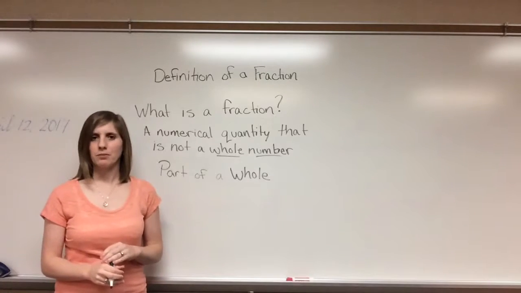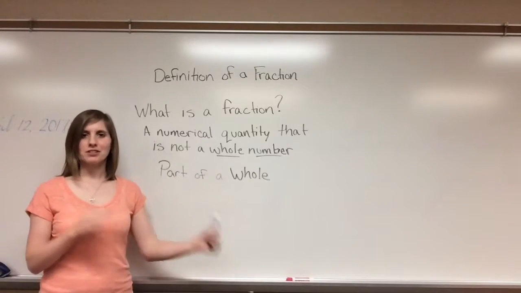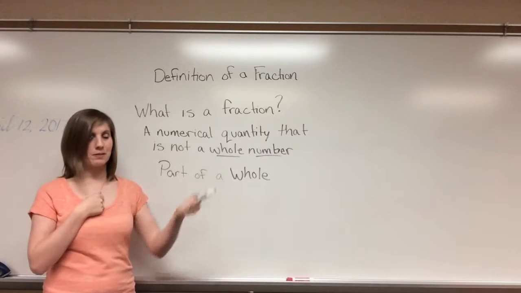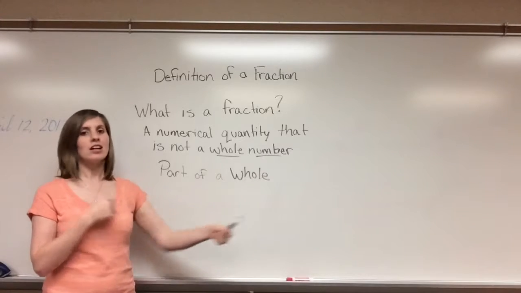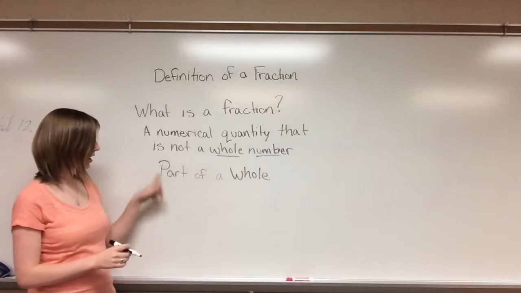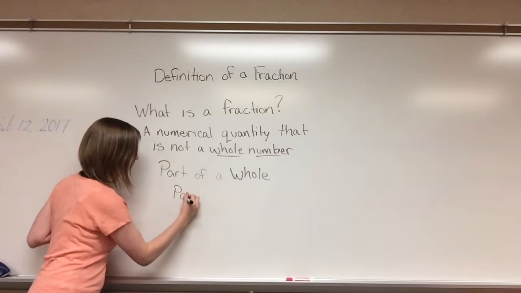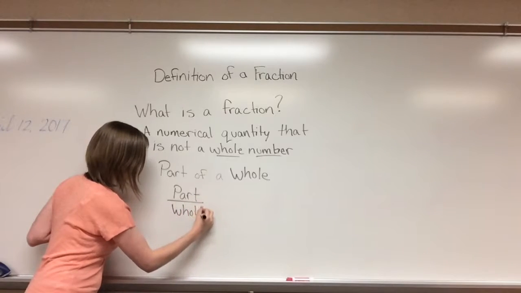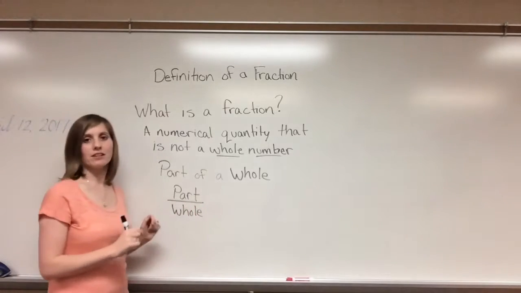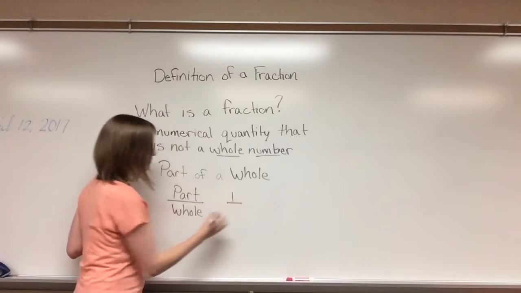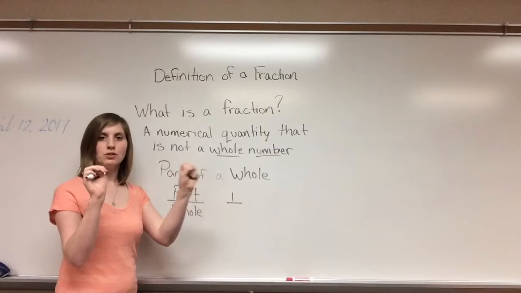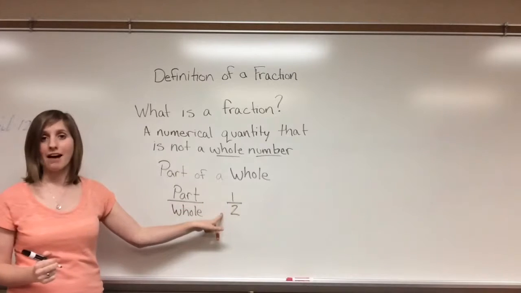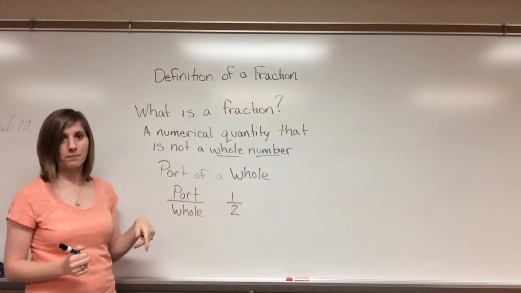I think of it as sharing with someone. So if I have a candy bar and I'm sharing with a friend, I'll split it into 2 pieces. I take one of those pieces, my friend takes one of those pieces, so I have 1 out of 2 pieces. My part always goes at the top of our fraction. The whole is at the bottom. So the part of the candy bar that I got was 1 of the pieces. The whole would be the 2 individual pieces. When I put those together, that would make my whole candy bar. So I got 1/2 of the candy bar, part over the whole.